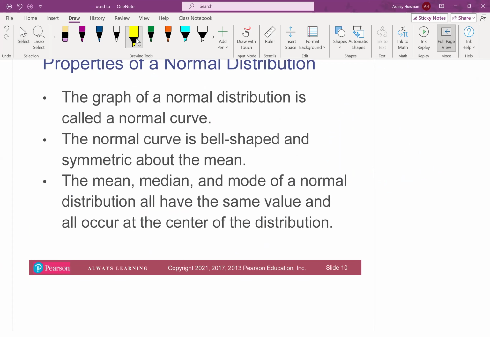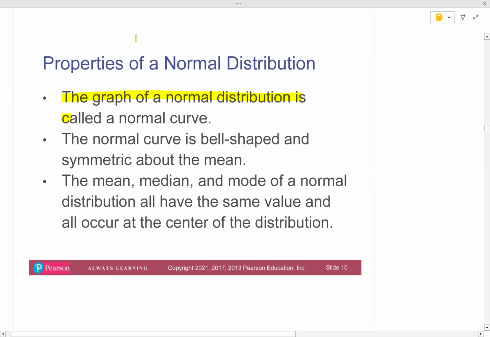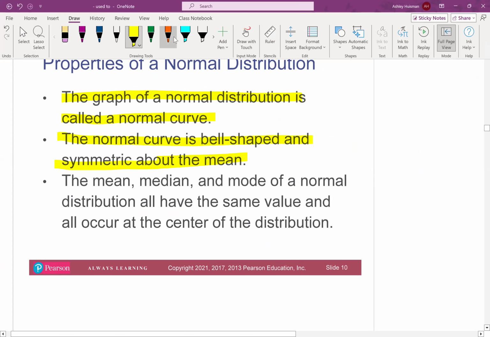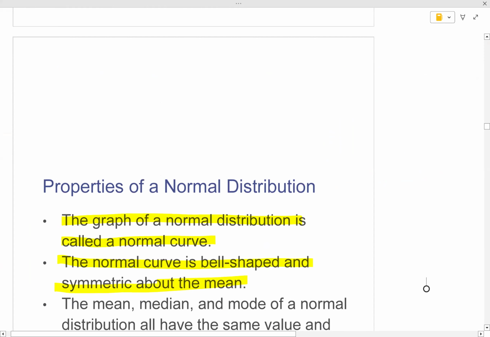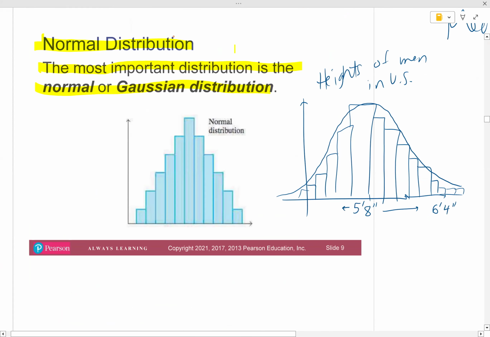What do we got? The graph of a normal distribution is called a normal curve. Okay, that's a good name for it. I can remember that. A normal curve is bell-shaped and symmetric about the mean. So that's always a good thing. If I look at the shape that I drew above, that pretty much looks like a bell, right? You got this little ding dong thing hanging, whatever.